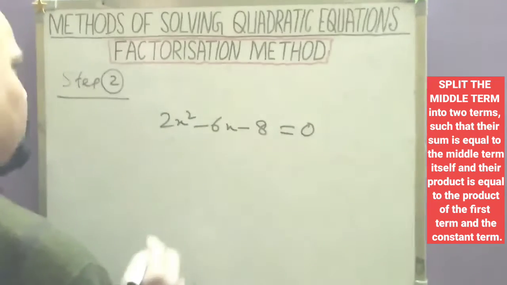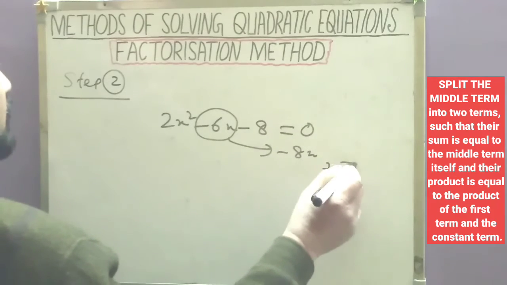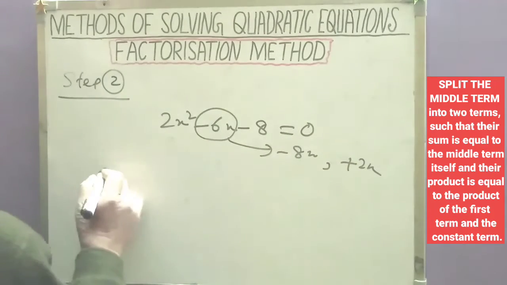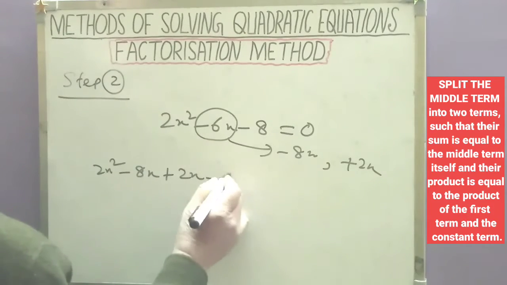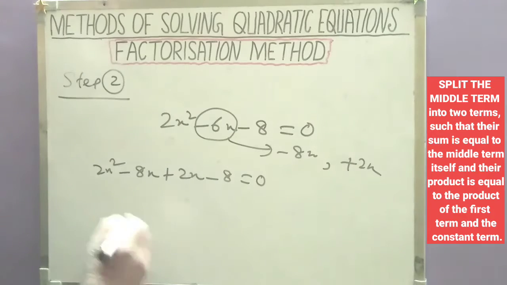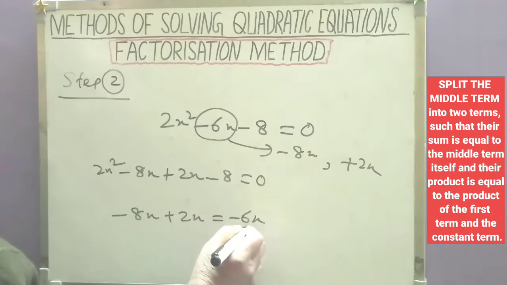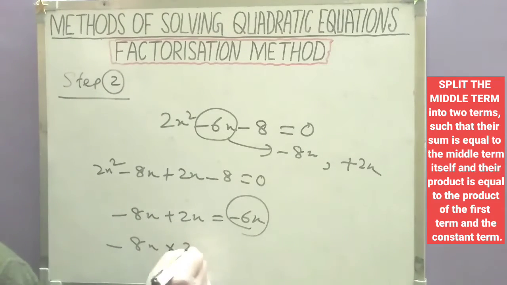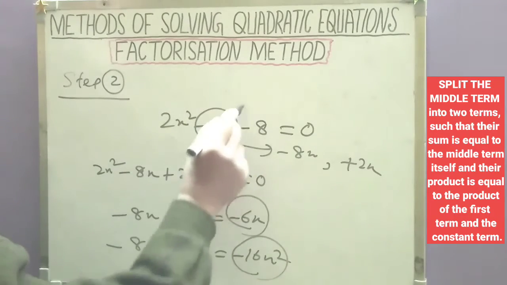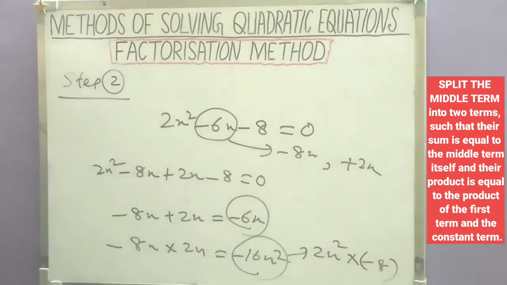For example, in the quadratic equation 2x² − 6x − 8 = 0, split the middle term −6x into two terms, −8x and 2x, such that their sum, that is −8x + 2x = −6x, is the middle term itself, and their product, −8x × 2x = −16x², is equal to the product of the first term and the constant term, that is 2x² × −8 = −16x².